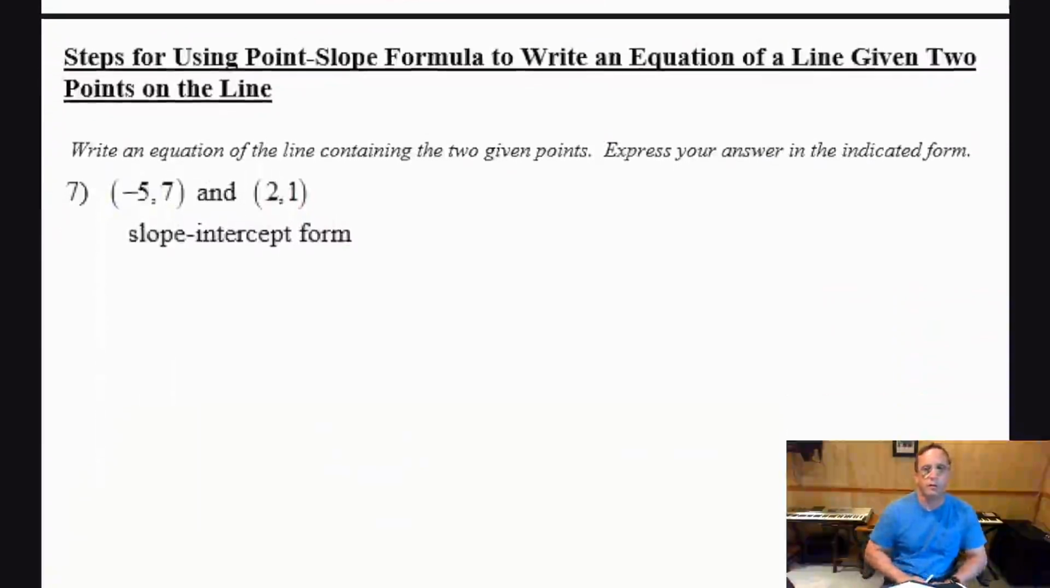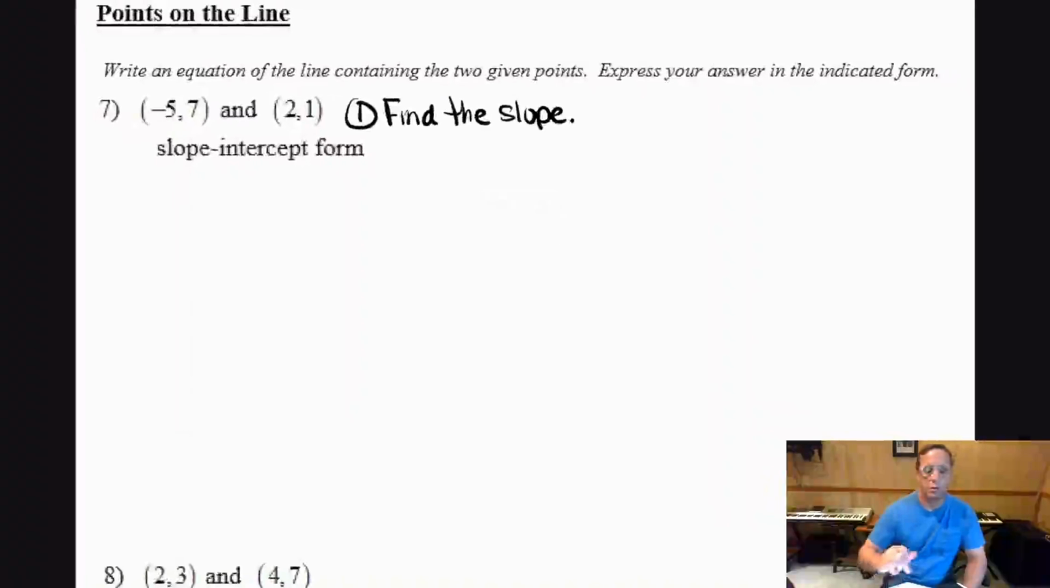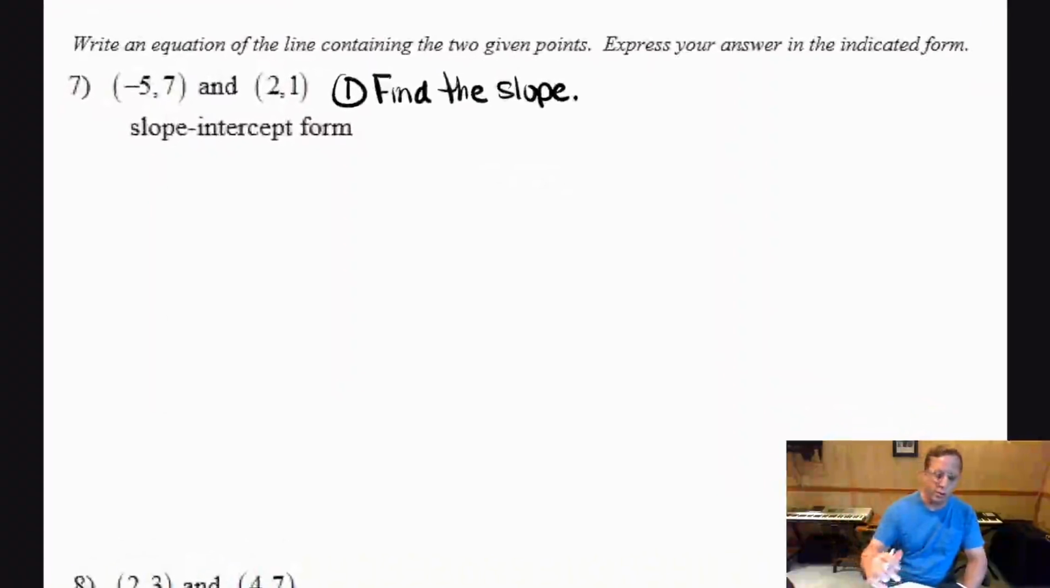Steps for using point slope formula to write an equation of a line given 2 points on the line. Now, when you're given 2 points, that's enough information to tell you what the slope is. So that's the first thing you're going to want to do, is find the slope, because slope is a very important part of whatever form we want to put it in. So we want to find the slope.